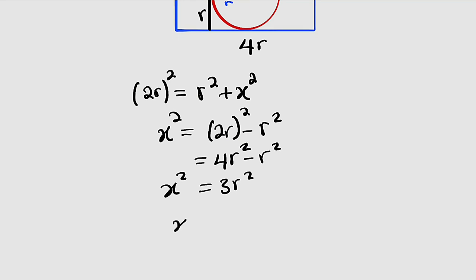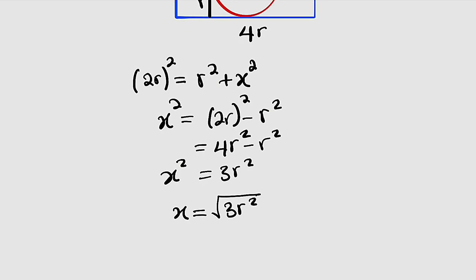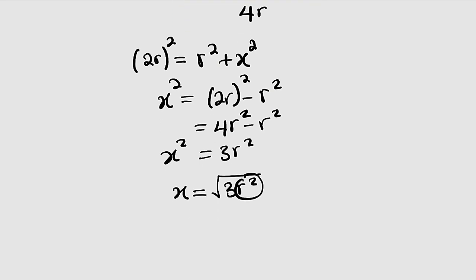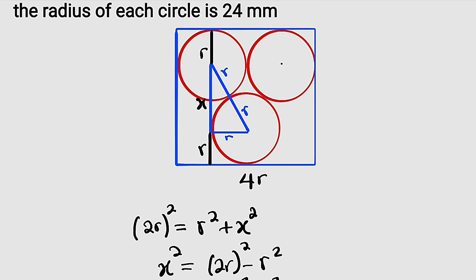To find x, we're going to take the square root of both sides. 3r squared inside the square root. But the square root of r squared will give us r, so we're bringing r outside. So finally, x equals r root 3. All right, so it means that this missing side is r root 3. So we have r plus r, 2r, then plus r root 3. That will give us this side.